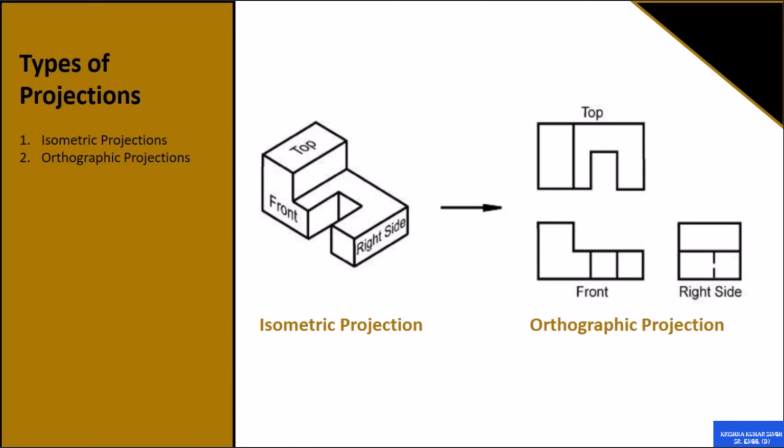Types of projection. In the projection types we have isometric projection and orthographic projection. In orthographic projection we represent all the sides, all the views, like you can see here: front, top, right side, differently. But in case of isometric representation we present all the views in a single view. This is known as isometric projection.